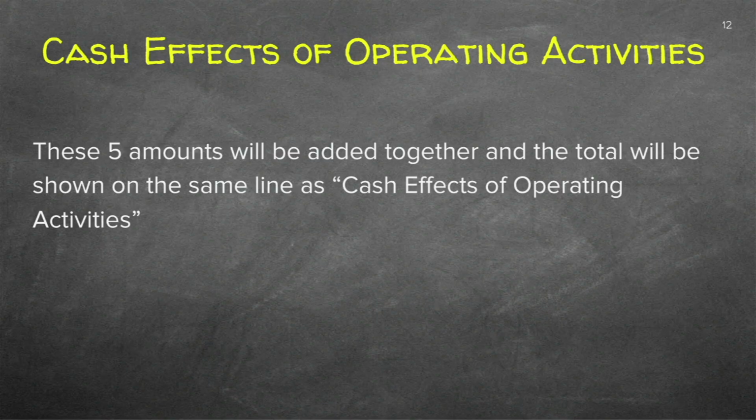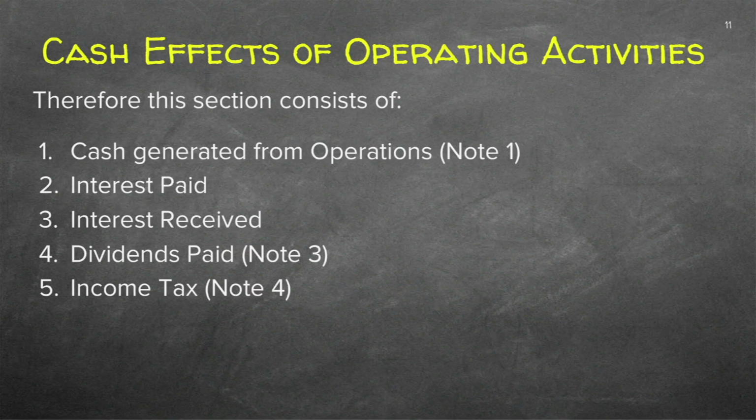But, sorry, I jumped there. So let's just go back. Therefore, the cash effects of the operating activities consists of 5 items. Cash generated from operations, note number 1. Interest paid, which comes from my income statement. Interest received, also from my income statement. And then we're going to take the total of dividends paid, which is note number 3, insert that, and income tax, which is note number 4, and insert that.